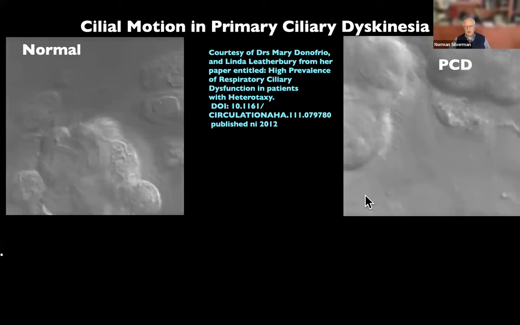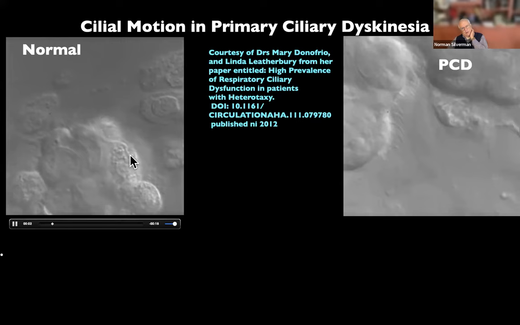Now, I'd mentioned these cilia. So let's just have a look at some cilia. This is courtesy of Mary D'Onofrio and Linda Leatherbury, who were looking at patients with primary ciliary dyskinesia. On the left is a normal nasal scraped cell, and you can see that this cell lying in a saline media has, when it lives, a marked ciliary motion. So ciliary motion is part of the respiratory and gastrointestinal tract. And you see here that it's setting up a wave of motion, moving in this direction.